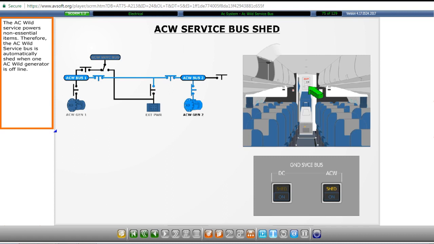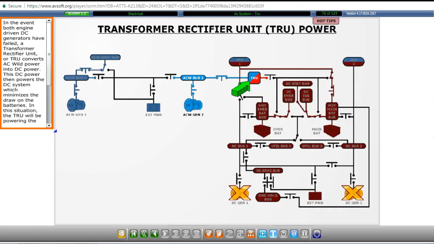The AC wild service bus powers non-essential items. Therefore, the AC wild service bus is automatically shed when one AC wild generator is offline.